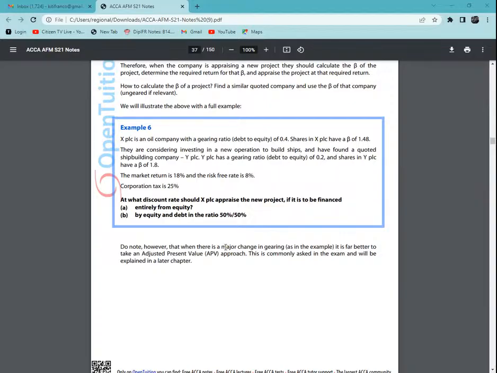They're considering investing in a new operation to build ships and have found a quoted shipping company, YPLC. This shipping company, YPLC, has a gearing ratio of 0.2, and the shares in YPLC have a beta of 1.8. Now tell me, this beta of 1.8, how do you understand it? Is it beta equity over a levered firm or a beta equity over an unlevered firm?